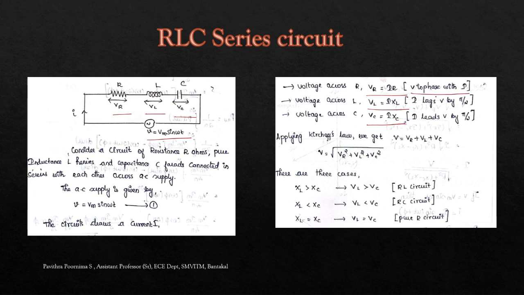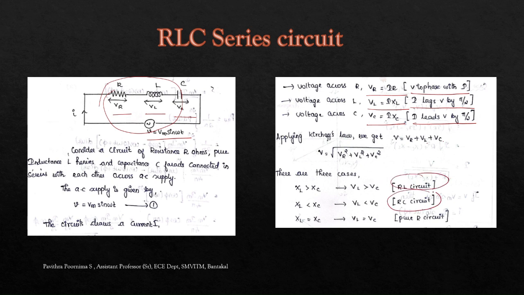In a resistor, voltage and current are in phase. In an inductor, current lags voltage by pi by 2, and in a capacitor, current leads voltage by pi by 2. If you apply KVL for this closed circuit, we get V equal to VR plus VL plus VC, or V equal to the square root of VR squared plus (VL minus VC) squared. Since there are three components, where one consumes power and two store and release power, we are considering three different cases.